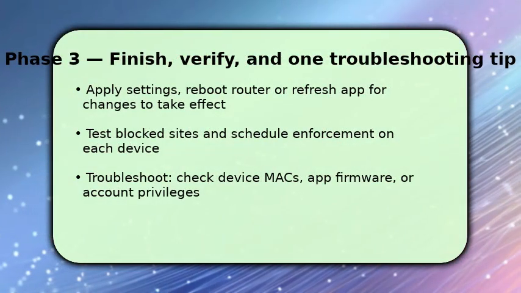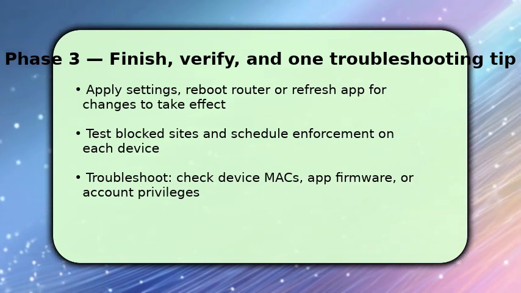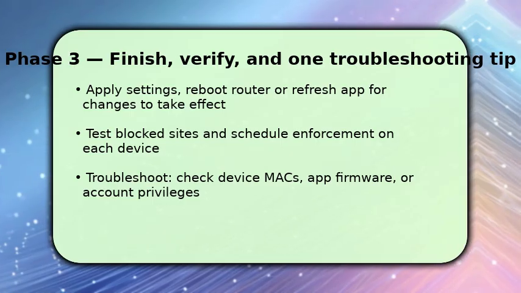You finish by applying the settings and forcing a refresh. Reboot the router or sign out and in of the Converge app. Then test. Try accessing a blocked site and check that scheduled blocks activate at the set hour.